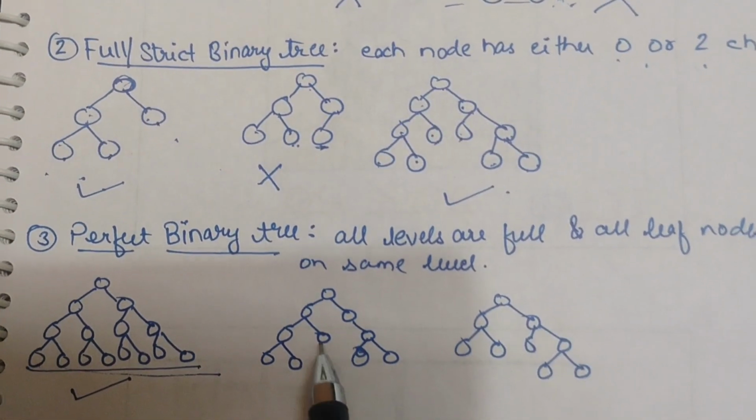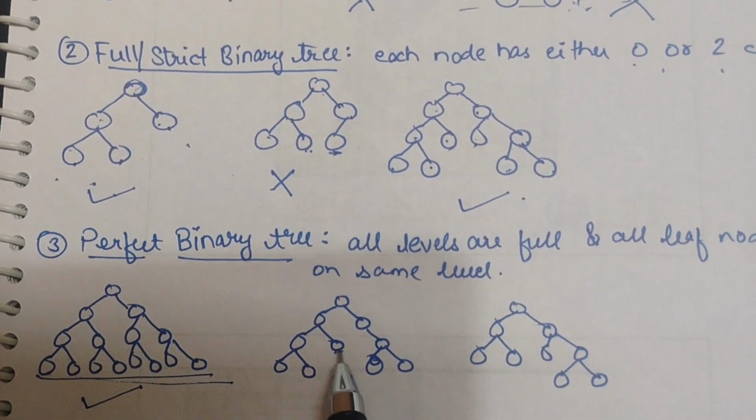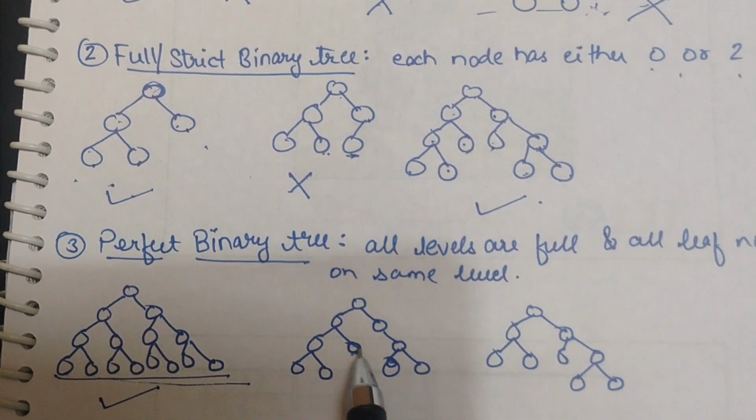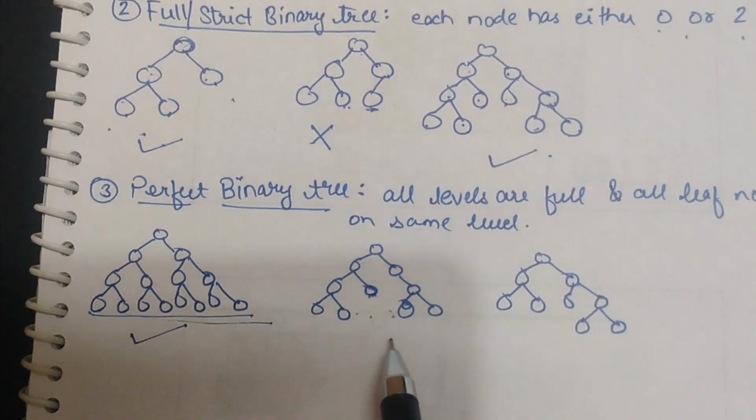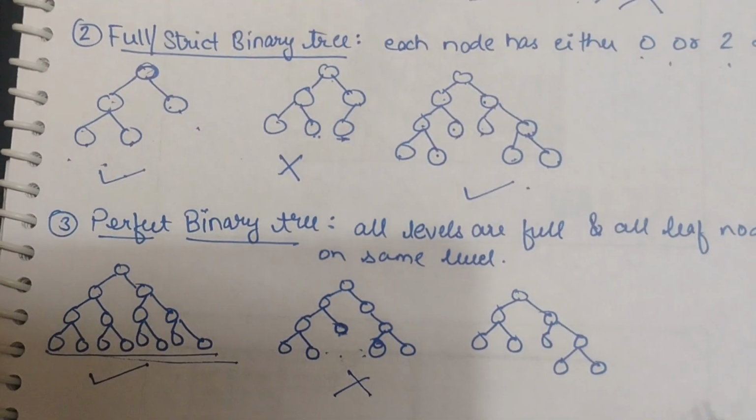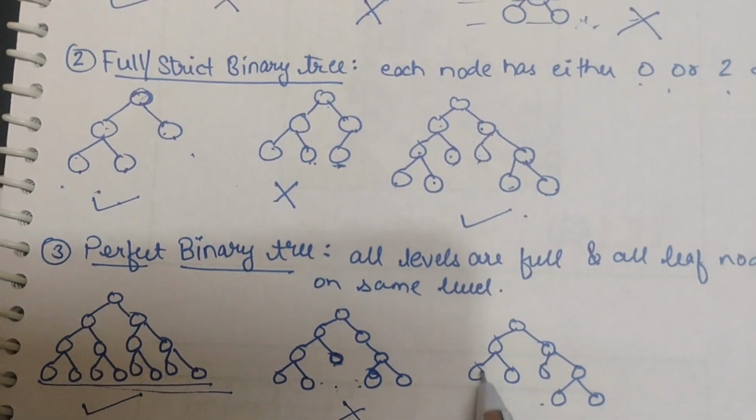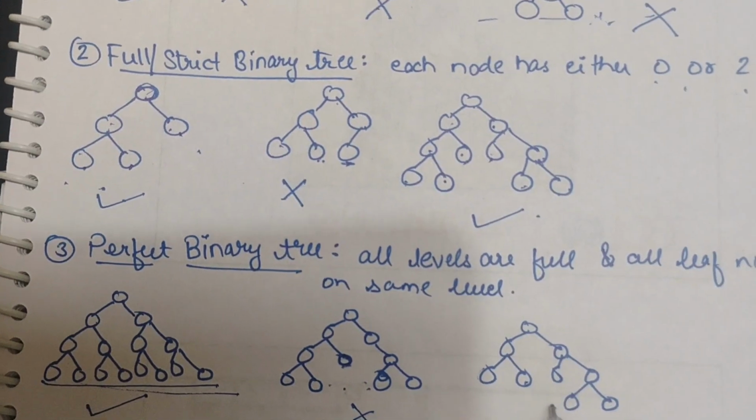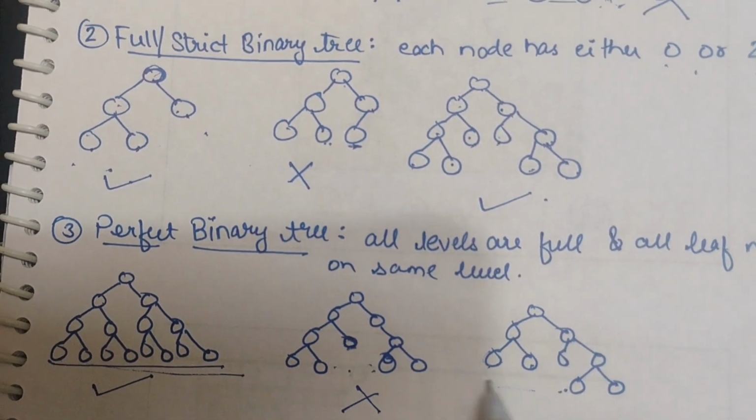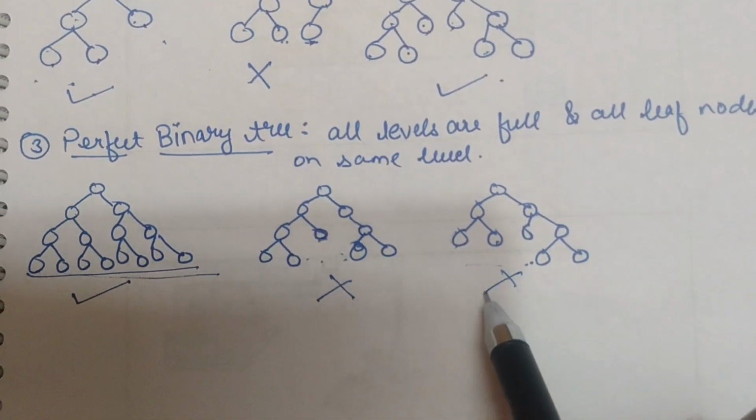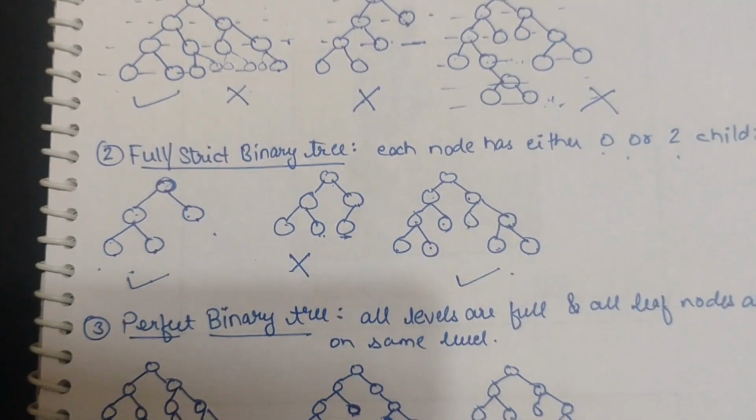Now in this one, we can say this node is a leaf node, but not at the last level, and it is not having 2 nodes. So we can simply say this is not a perfect binary tree. Similarly, for this example, these 3 are leaf nodes, but they are not at the last level, and it is also not having 2 nodes. So we can say that this is also not a perfect binary tree.